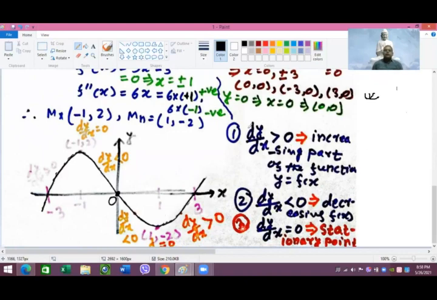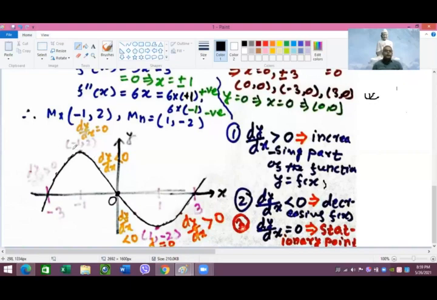Now, earlier we discussed that if dy/dx is greater than 0, that indicates that over that extent of the domain of x, this is the increasing part of the function y = f(x). And if this is less than 0, it indicates that this is the decreasing function in that domain. And when dy/dx equals 0, that means this is the stationary point.